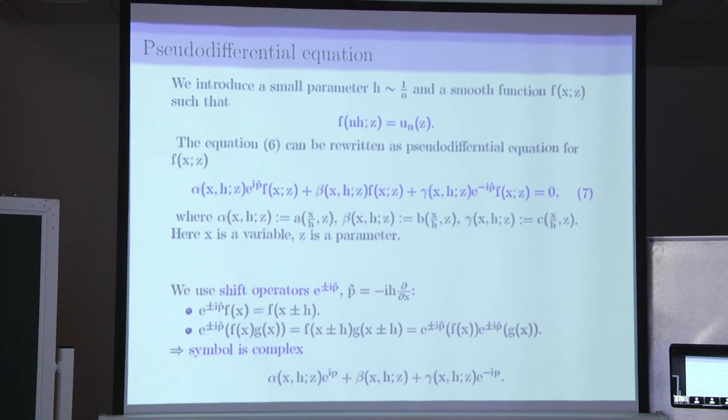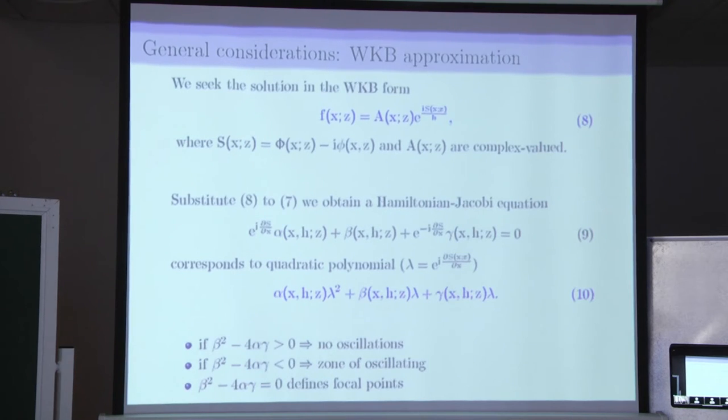So we can't use some standard methods like the WKB approximation, and we need to do something to solve this difficulty. And the idea is the following. Let us try to seek the solution in the WKB form, but the phase S is complex. If we substitute such a solution into our equation, we obtain a Hamilton-Jacobi equation with complex phase.